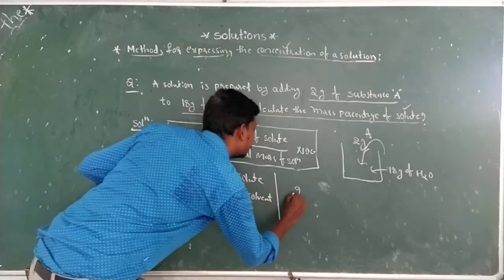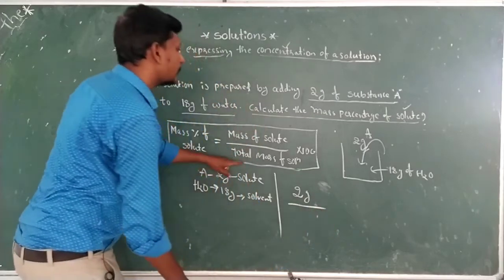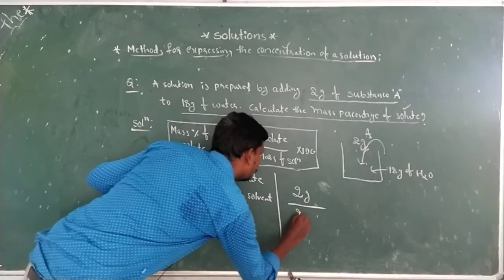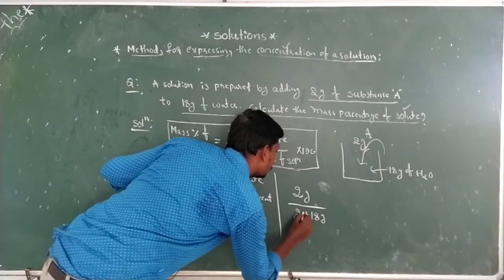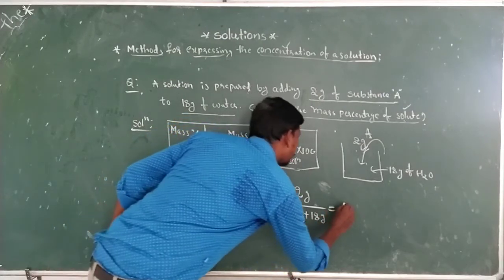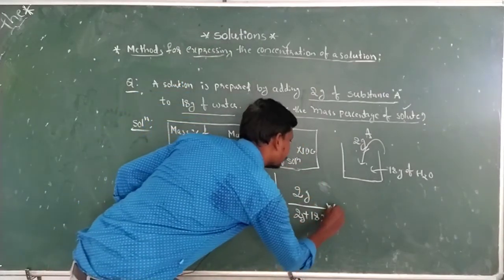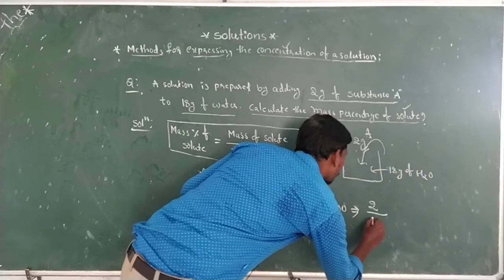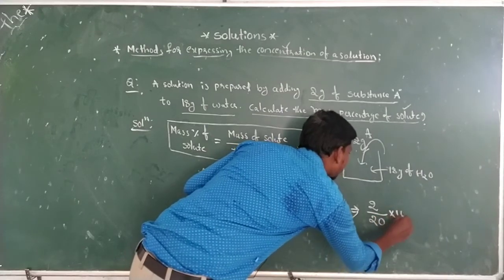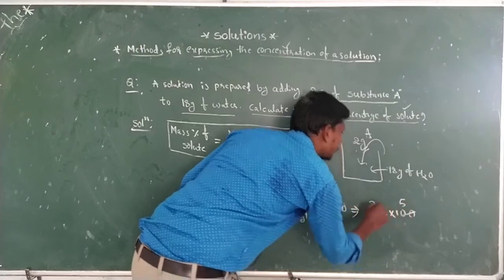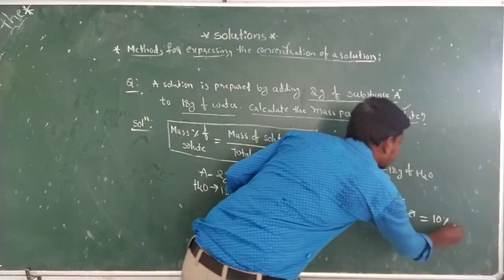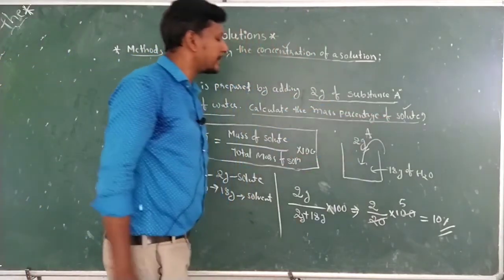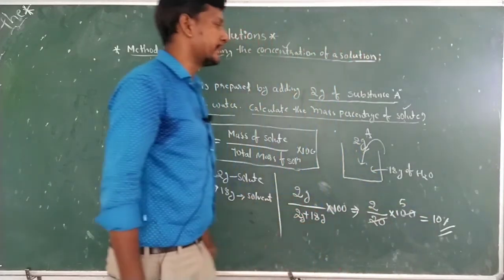2 grams. Now I am writing here 2 grams by the total mass of the solution. Total mass of the solution means solute plus solvent, 2 plus 18, into 100. That is 2 by 20 into 100, which equals 10%. The answer is 10%. How much percentage of solute is there? 10% of the solute is there. Note it down.